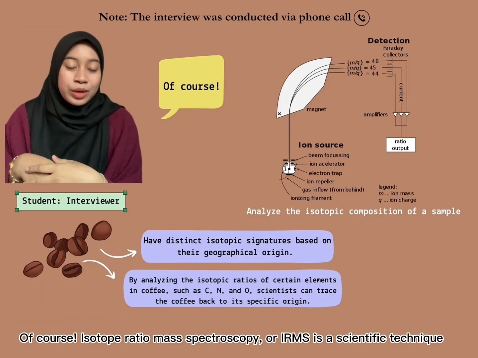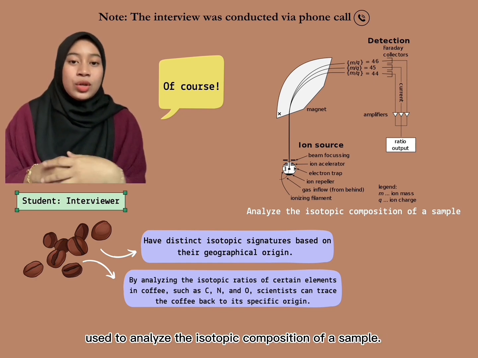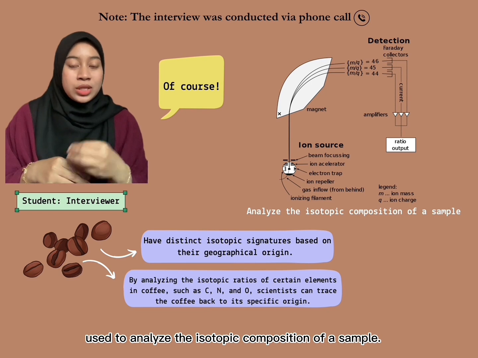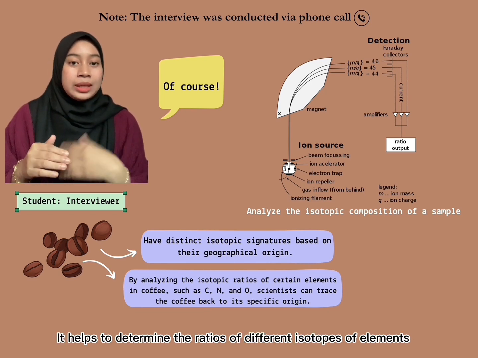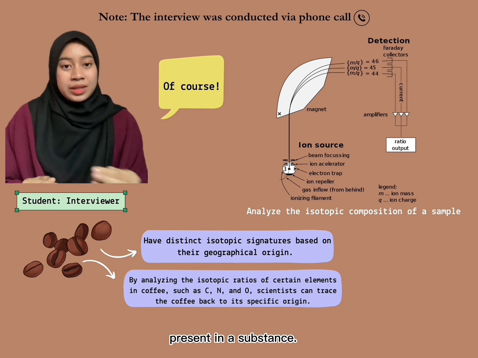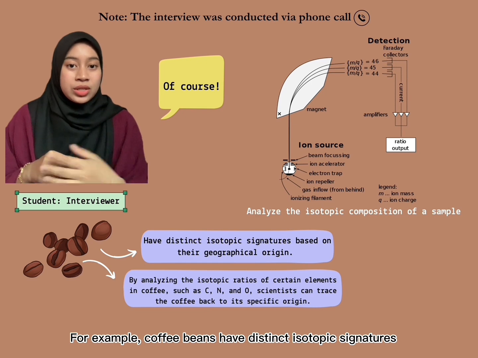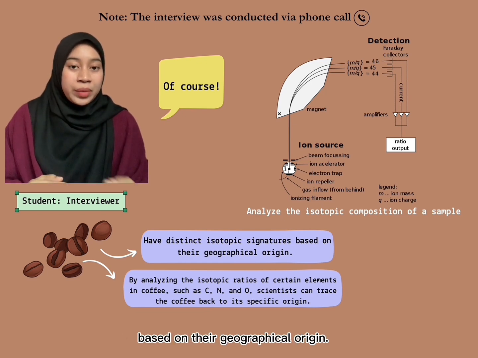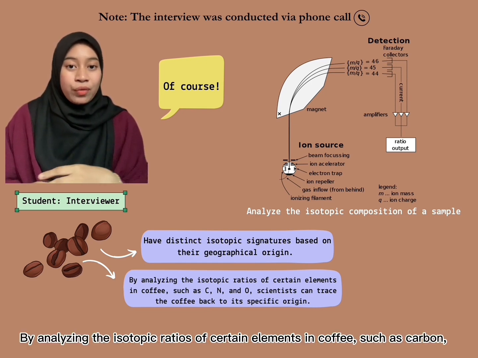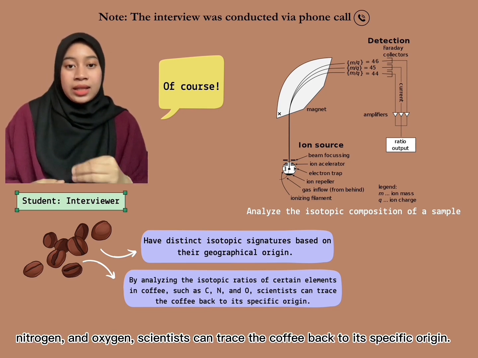Of course. Isotope ratio mass spectroscopy, or IRMS, is a scientific technique used to analyze the isotopic composition of a sample. It helps to determine the ratios of different isotopes of elements present in the substance. For example, coffee beans have a distinct isotopic signature based on their geographical origin. By analyzing the isotopic ratios of certain elements in coffee, such as carbon, nitrogen, and oxygen, scientists can trace the coffee back to its specific origin.